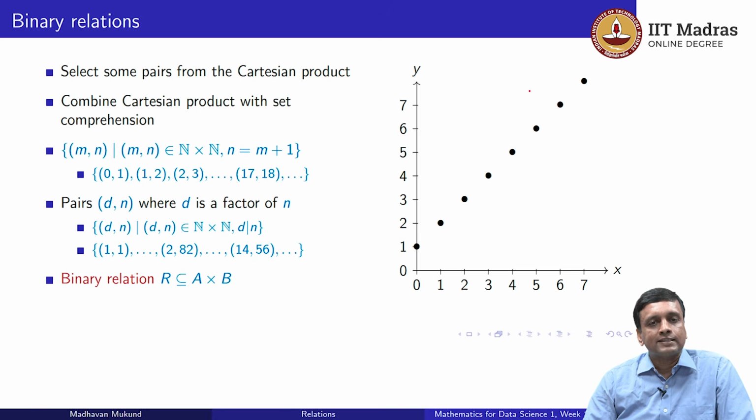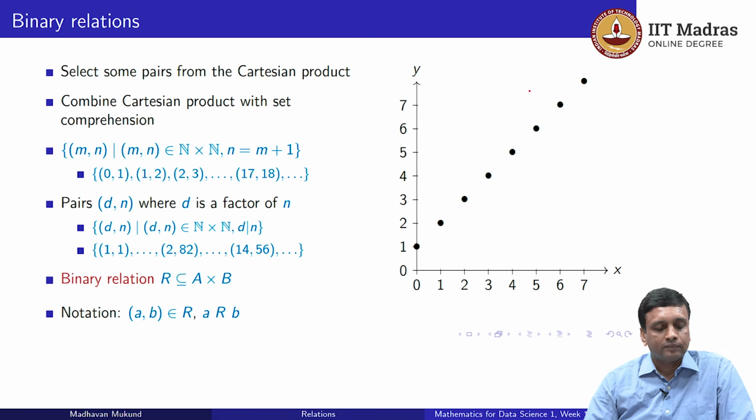So formally it is a subset of the product. So we take the Cartesian product, all possible pairs, and then we apply some kind of a condition which filters out the pairs of interest to us, and it gives us therefore a subset of pairs, and this is what we call a relation.